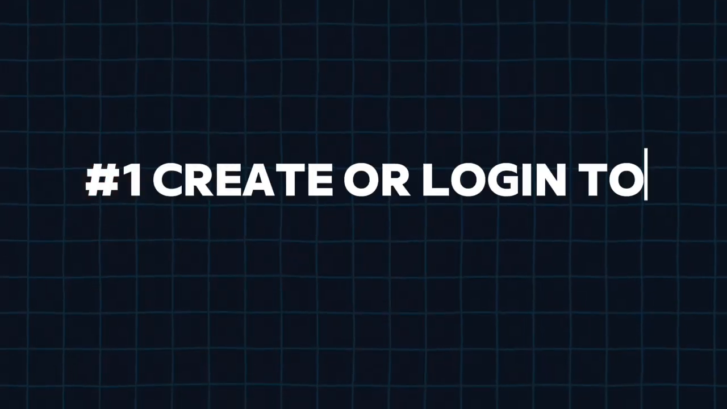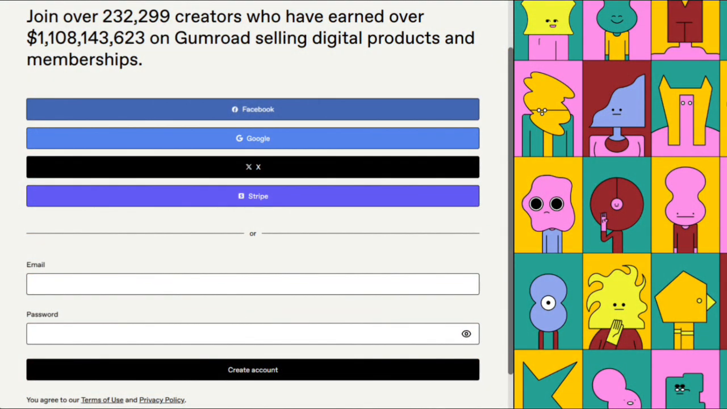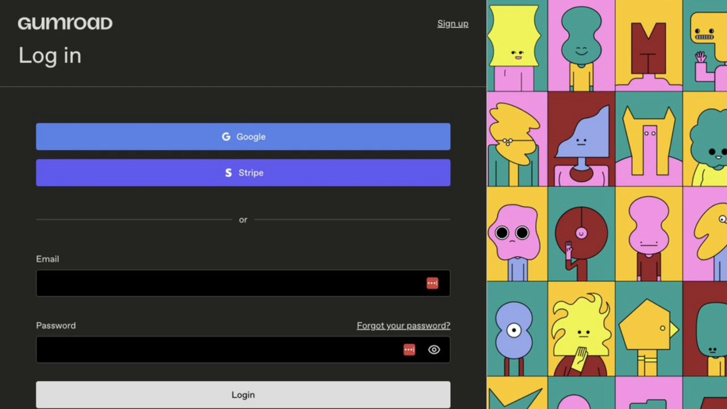Now let's start from scratch and create an account or log in to Gumroad. Just go to Gumroad, sign up using your email, and set up your profile. Or if you already have one, then you can simply log in. Like I've already created one, so I'll simply log into it.